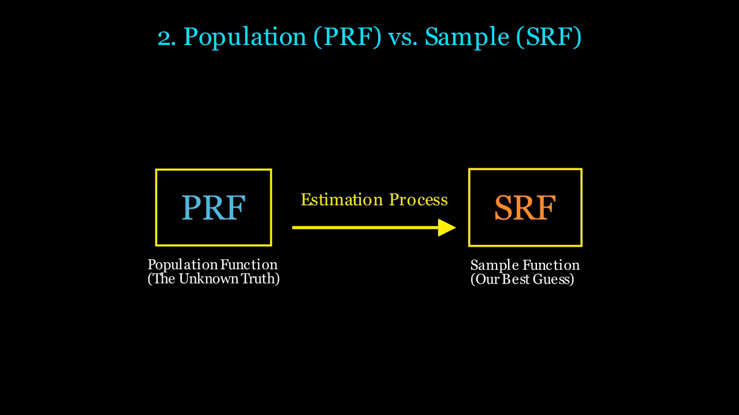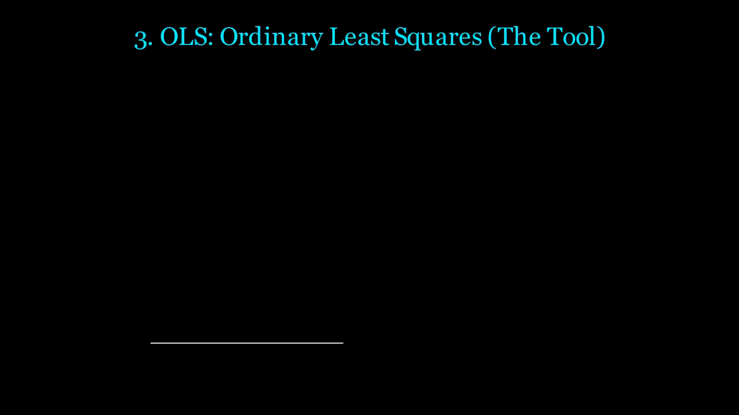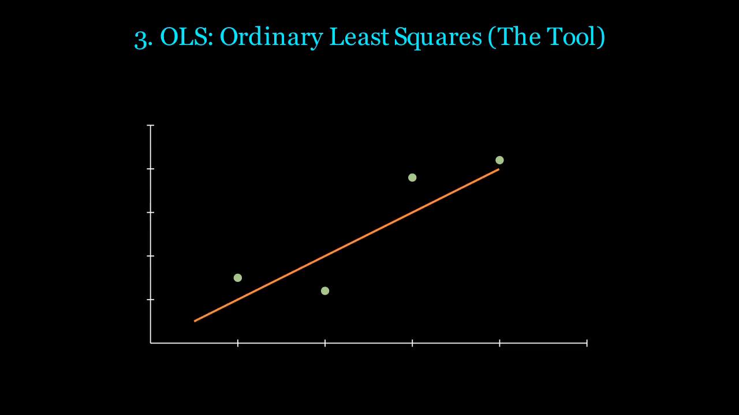Section 3. Enter OLS, the estimator. Ordinary least squares, or OLS, is just one way to find the values of our parameters. It is a mathematical strategy. Think of it as a tool in a toolbox. The goal of OLS is specifically to minimize the sum of the vertical distances between the observed data points and the fitted line, squared. By squaring the residuals, we ensure that positive and negative errors don't cancel each other out, and we penalize larger outliers more heavily.